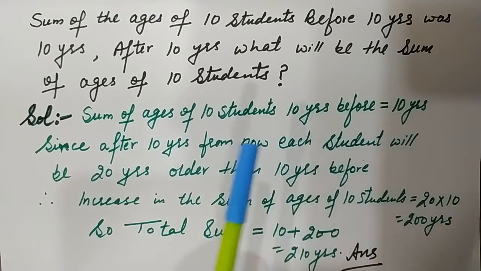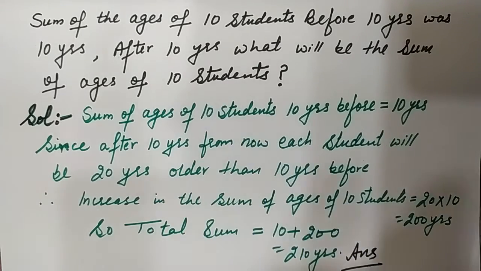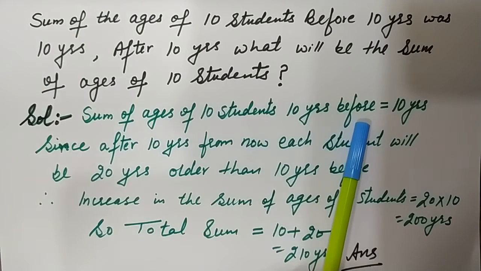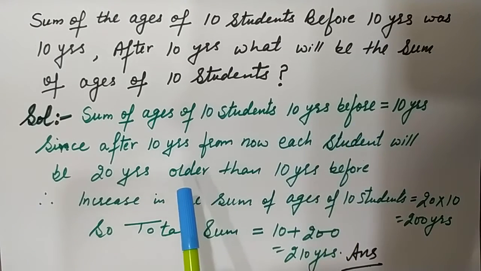Now if I go 10 years later than now, if you see the difference between these years, 10 years before now and 10 years later, then there is a 20 years difference between this time interval, right? So one is 10 years in the past and the other is 10 years in the future. So there is a total difference of 20 years. So each student will be 20 years older than before. So there is an increment of 20 years in the age of each student.